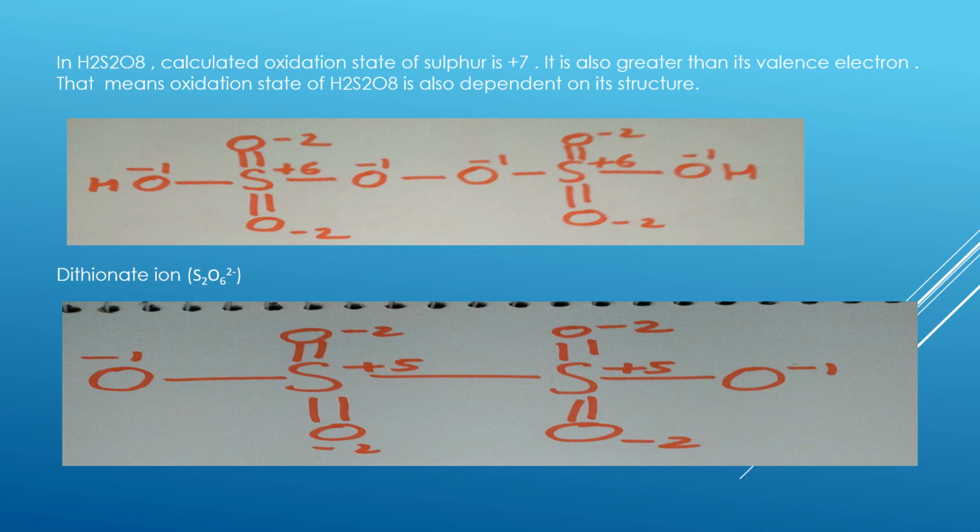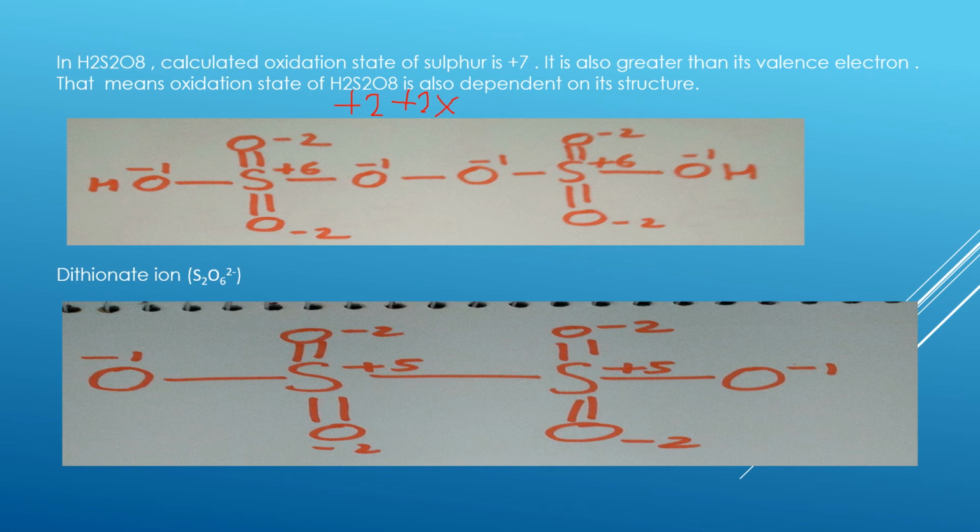Just try to understand in case of H2S2O8. If we are trying to find the oxidation state of sulfur in this compound, H2 will contribute +2. The oxidation state of sulfur: +1 into 2 is +2. After that there are 2 sulfur atoms, so we'll take +2x.